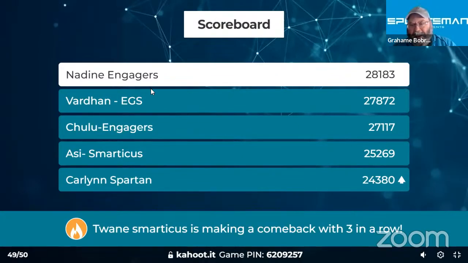Nadine seems to have taken that 1,000-point gap now. It doesn't mean, Varden, that you're out. You still have an opportunity. If Nadine gets it wrong and you get it right, I would assume that there will be a full swing. So very, very good chance that you can still do it. At the moment, I'm seeing 2 Engagers in that top, split by the EGS, Smarticus, and Spartan. So I think there's going to be a count back, which we'll have to go and look at.